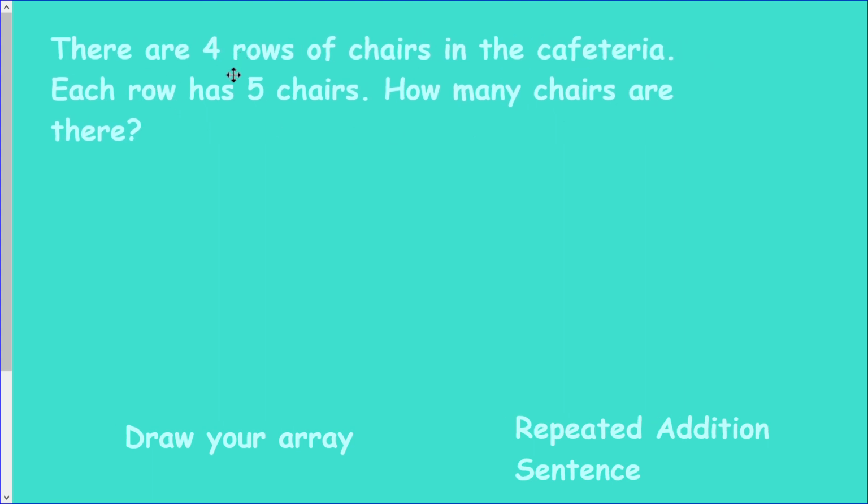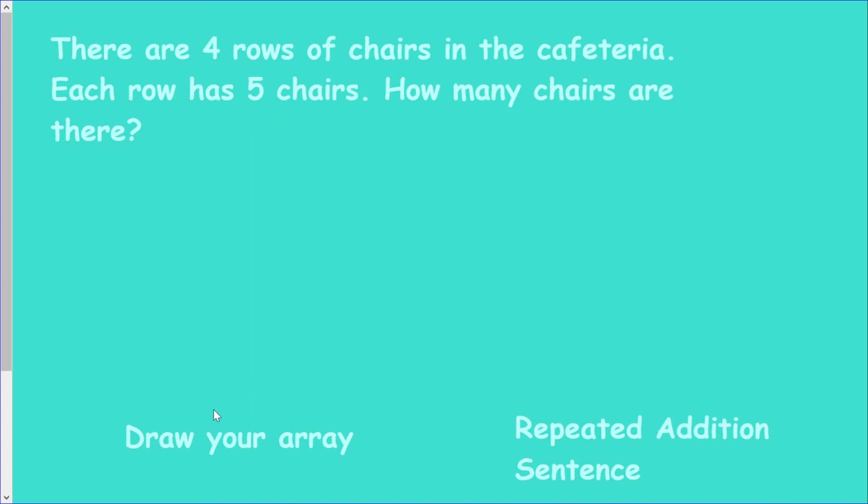There are 4 rows of chairs in the cafeteria. Like we always do for any word problem, I want you to visualize that. So you're looking at 4 rows of chairs. Well, each row has 5 chairs. So now in your visual, I want you to picture 5 chairs in each row. And how many rows did we say there were? 4. So we want to know how many chairs there are in all.